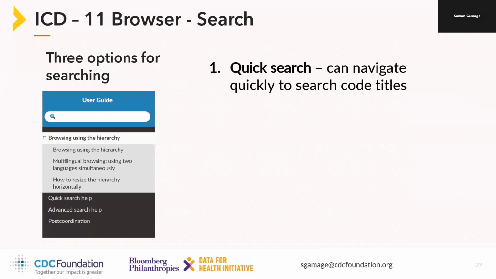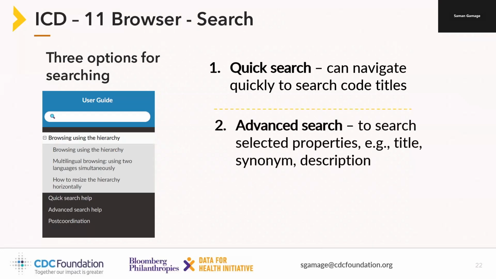Through a quick search that allows the user to navigate quickly. A quick search looks for code titles and begins searching as you type. An advanced search allows the user to search selected properties or a selected subset only. A third option is browsing via hierarchy, that is tabular browsing. This is useful when trying to locate an entity within the hierarchy. However, browsing via hierarchy is not encouraged.